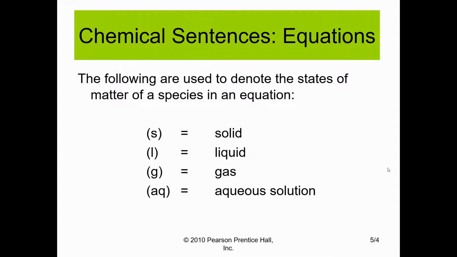When chemical reactions occur, they can be between molecules that are in a variety of different states. We can include this information in the chemical equation using subscripts. For example, a subscript with an S means that reactant is a solid. A subscript of an L means that that reactant or product is a liquid. A G represents a gas, and then finally an AQ represents that that molecule is part of an aqueous solution.